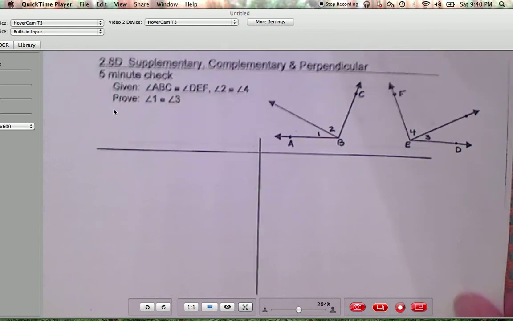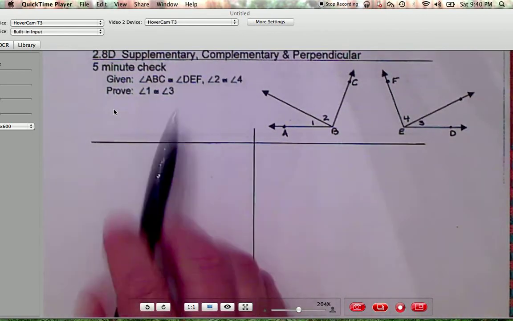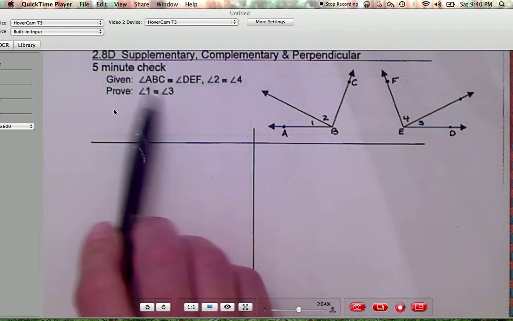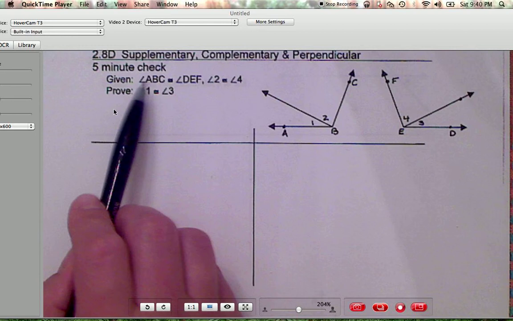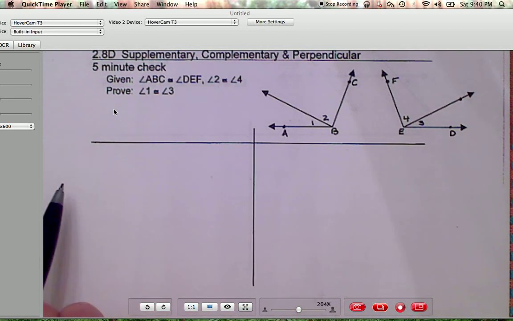Now you can tell, or what might give it away, is that there are no wordy statements here. And so anytime you have a proof that's dealing with angle relationships and there are no wordy statements, you probably want to start by labeling your parts and your wholes.